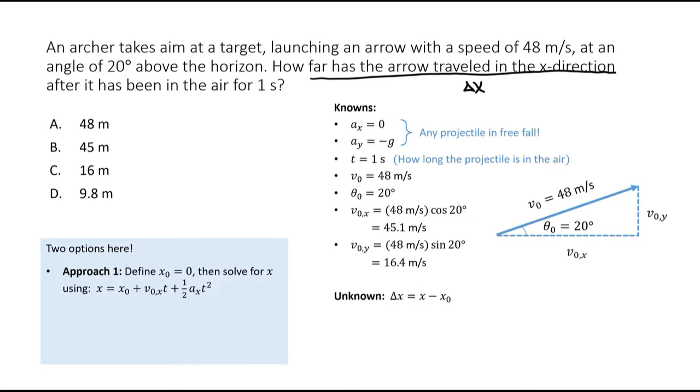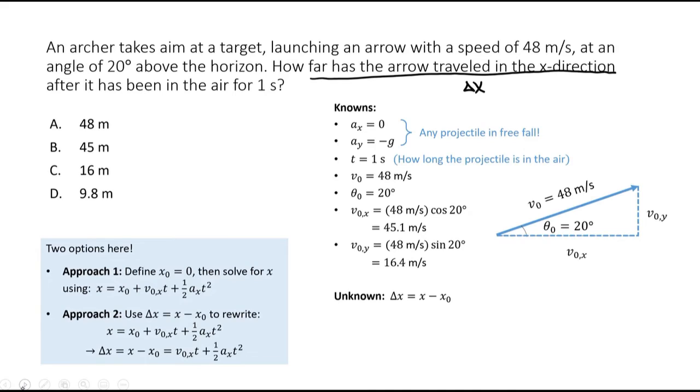So you could go ahead and do that. And so then I would look at my list of equations for constant acceleration, and I would pick out the equation x is equal to x naught plus v naught x t plus 1/2 a x t squared, because in that case I would know everything in that equation except for x, which would be the thing that I would be solving for. So that's a perfectly good way to go about solving this problem.